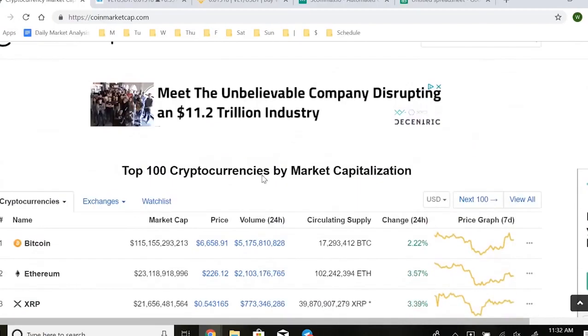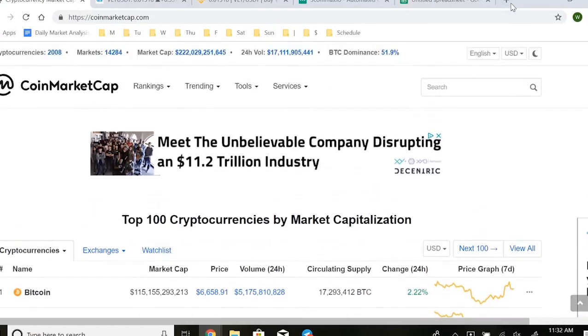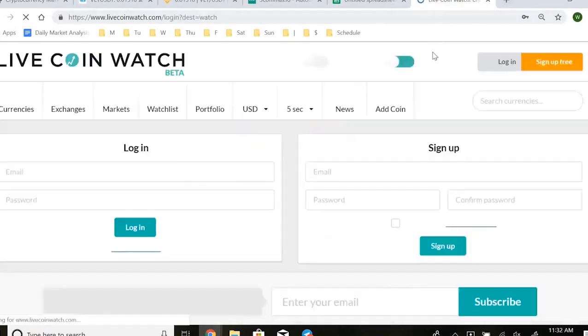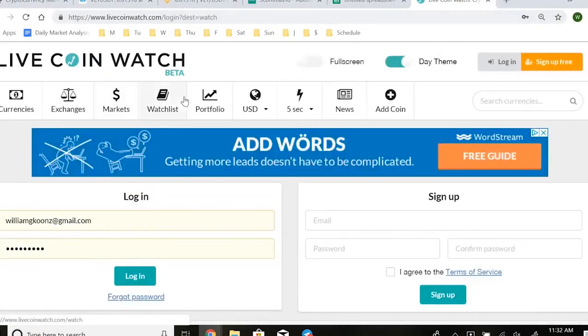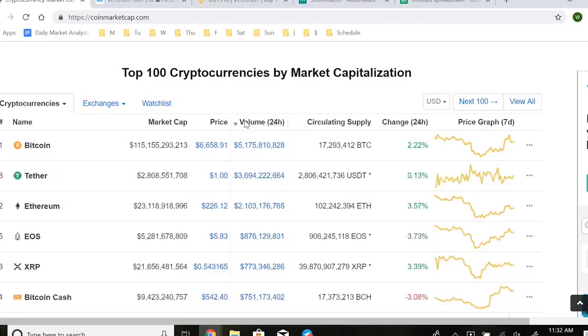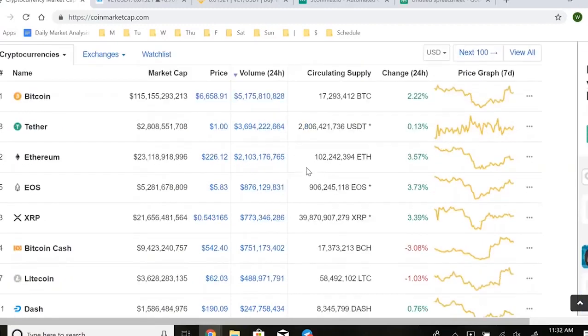So now that we've done that, what you want to do is actually go ahead and make a watch list. Now you can either do this on CoinMarketCap or you can do it on Live Coin Watch. This is the website I use for my watch list. What you're going to be doing is basically sorting by volume every day. I'm not going to show you my watch list because that's for my private group, but basically every day for your watch list, you want to sort by volume, right? We discussed this in the first video, and I'm not going to repeat the reasons why.